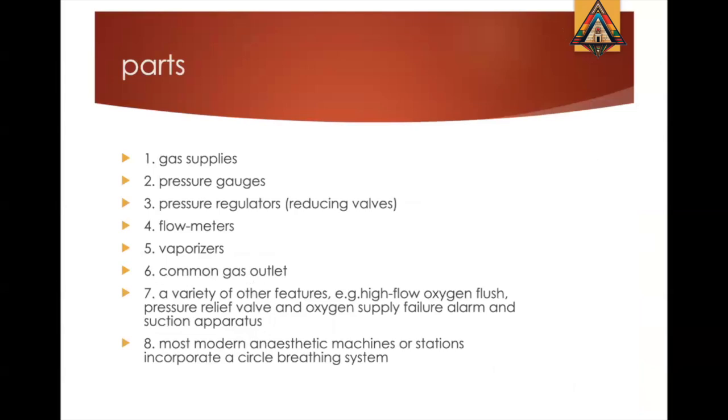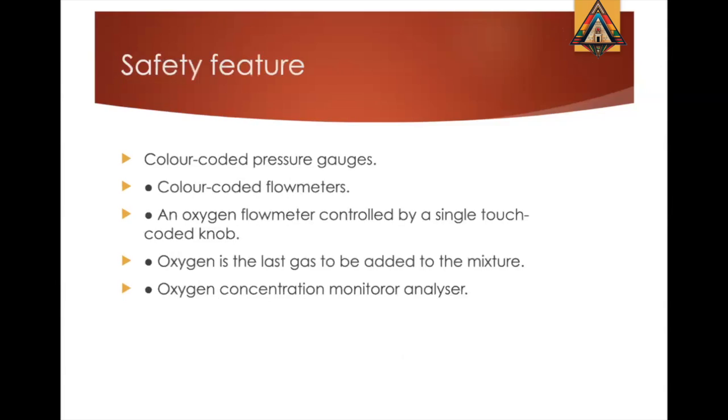The parts of the anesthesia machine: we have the gas supply, the pressure gauge, pressure regulator, flow meter, vaporizer, and a common gas outlet. We will go through each one of them as a separate entity. There are also other features in the anesthesia machine, for example, high flow oxygen flush, pressure relief valve, and oxygen supply failure. Modern anesthetic machines or stations incorporate a breathing system within them.